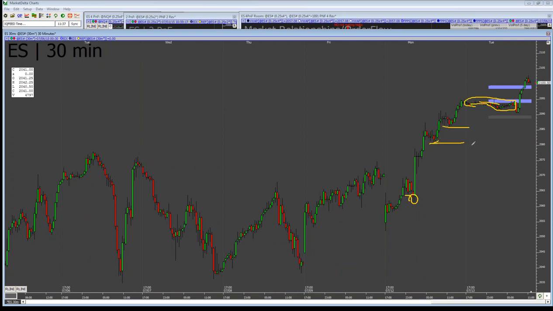All right. Now let's look at a different time frame, get that chart out of the way, and open up a 30-minute chart of the S&Ps. All right.